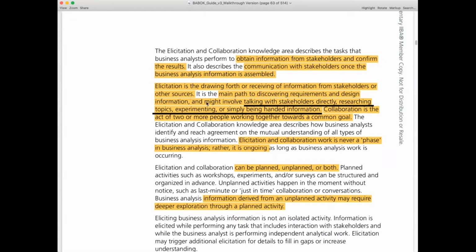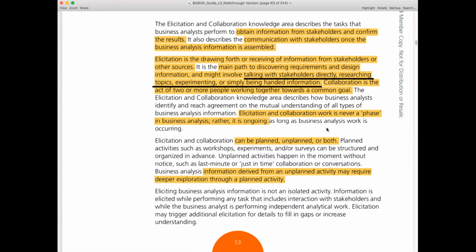And eliciting requirements is considered to be the main path to discovering requirements in design. It's also likely going to involve talking to the stakeholders directly, researching topics, experimenting, or simply being handed information. And BABOK describes collaboration as the act of two or more people working together towards a common goal. So that's the key there, is that you're both working towards a common goal.